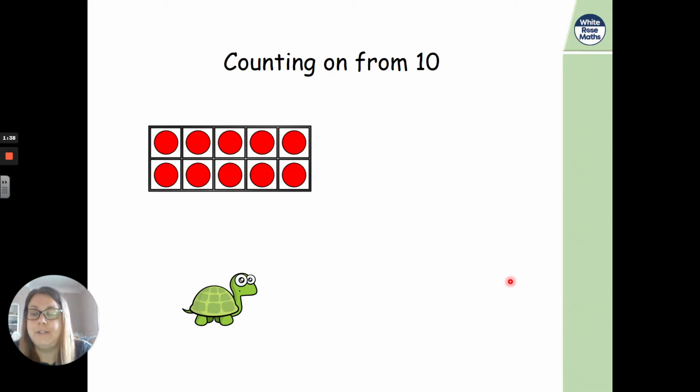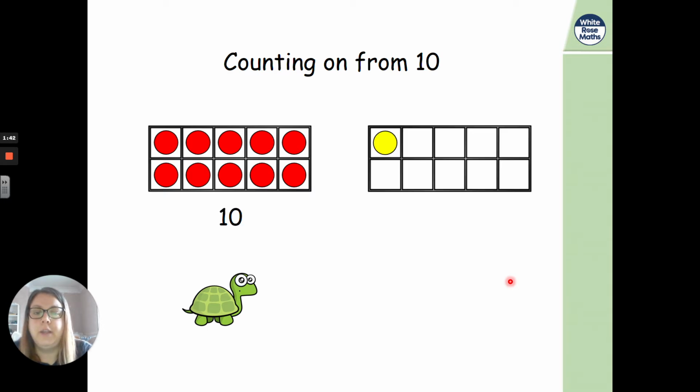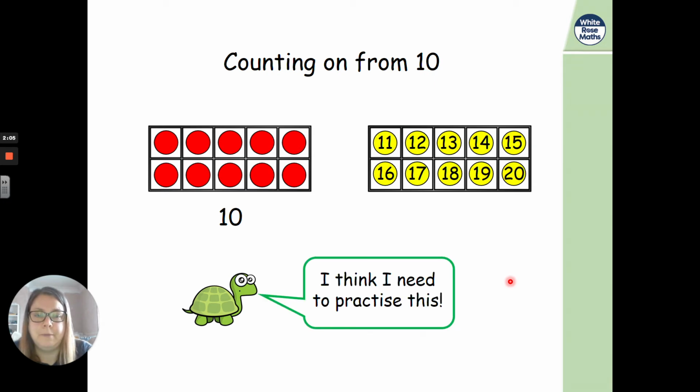Okay, so let's have a look then at counting on from 10. So we've got our tens frame, and that's a 10, isn't it? A full 10. So then we go 11, 12, 13, 14, 15, 16, 17, 18, 19, 20. So again, I'm sure lots of you have been able to count up to 20, not a problem, and I'm sure you can count backwards, but it's about understanding how we write the numbers and what those numbers mean. We'll be learning these as we go on.